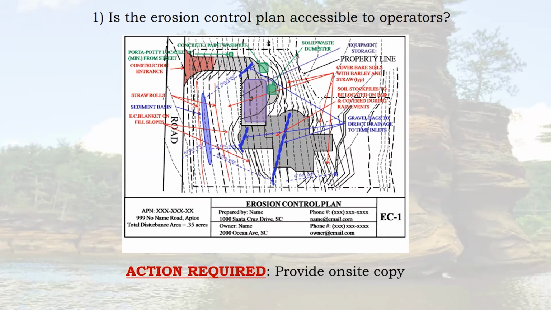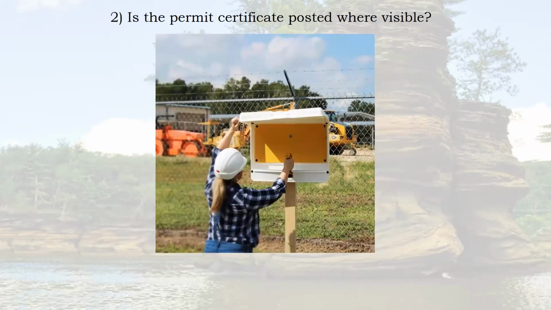Generally speaking, if you're talking to an excavator, they're not going to have that on hand, so you might need to bring a copy of it from when it was approved. The second part is going to be, is the permit certificate posted where visible? This is another one of those things that they should have their building permit or whatever work they're doing permit posted where it's easily visible so that you know that the work is actually allowed to be happening.